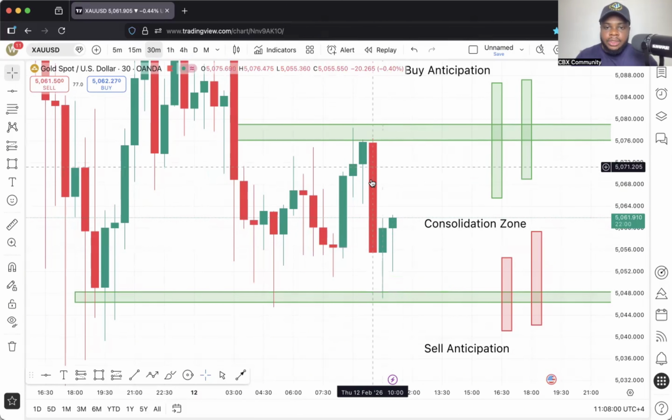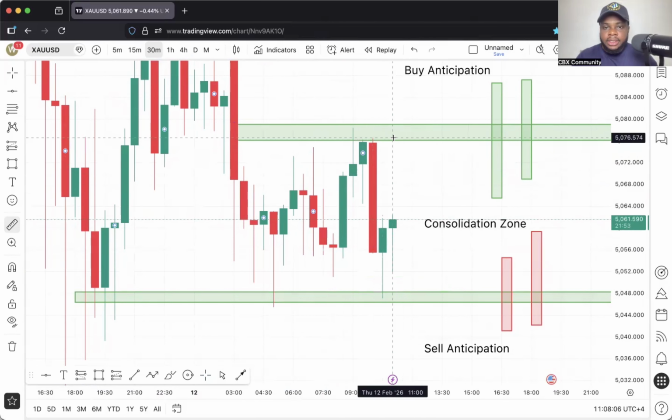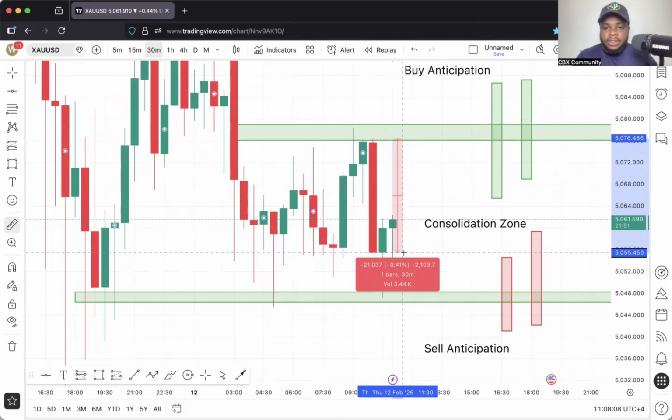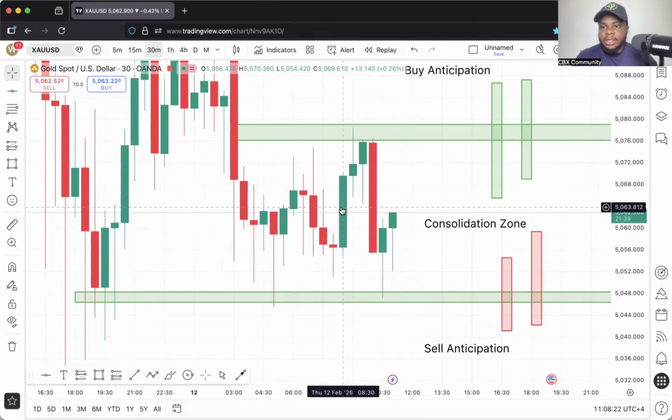So this was pre-London session that this candle closed. Let's measure the range. Let's see. This candle is a 211 pips candle. That means there was volume in the market for this candle to be able to move 211 pips. This candle as well. Let's measure this candle.